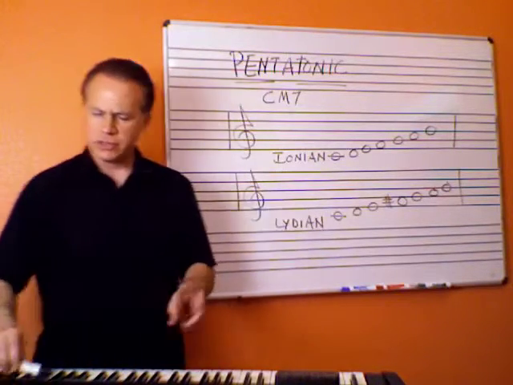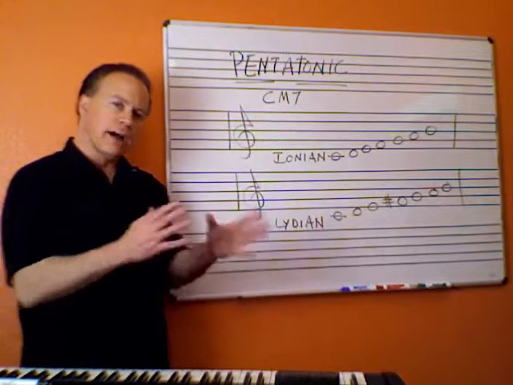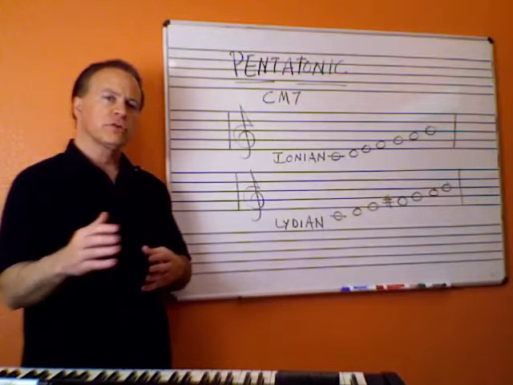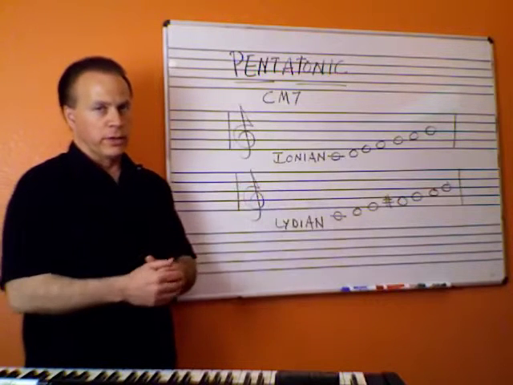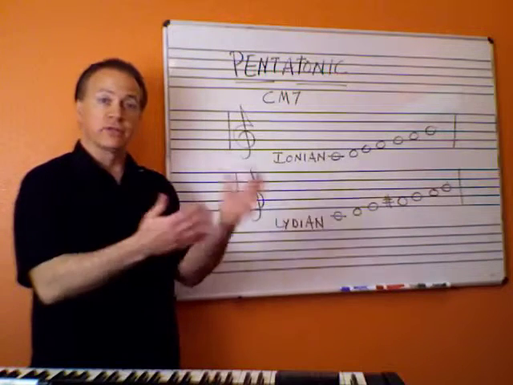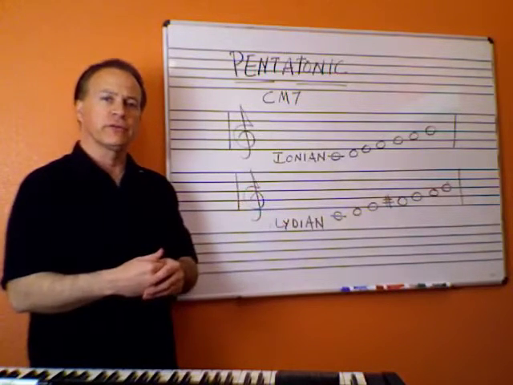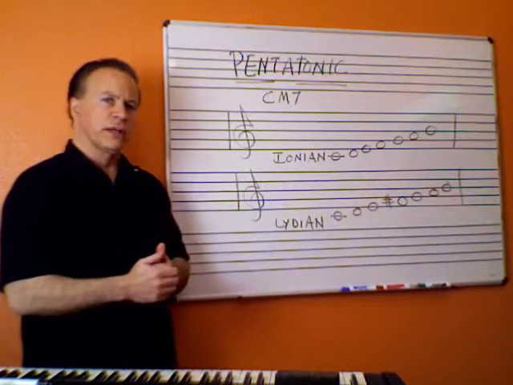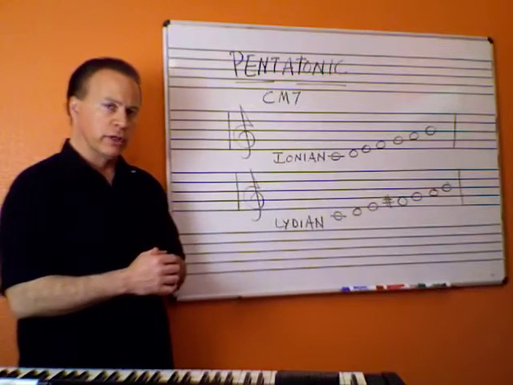Okay, so let's look at these two modes and see if we can find some pentatonic scales hiding within these two modes. Now remember, we're looking for 1, 2, 3, 5, 6 of a major scale. So you could look in here and say, well, I'm trying to find 1, 2, 3, 5, 6 of the C major scale, or 1, 2, 3, 5, 6 of the E major scale, or 1, 2, 3, 5, 6 of the A flat major scale. So can you find some of these pentatonic scales hiding here in these two modes, Ionian and Lydian?